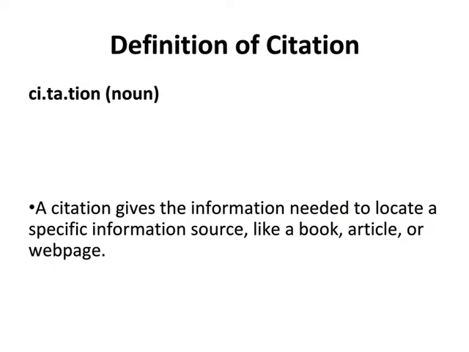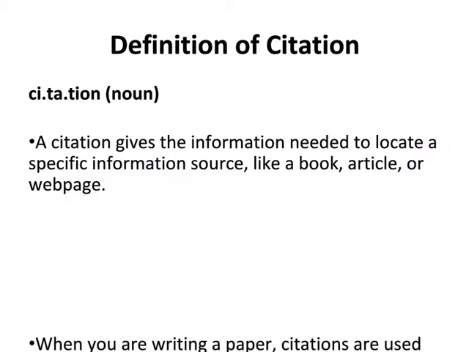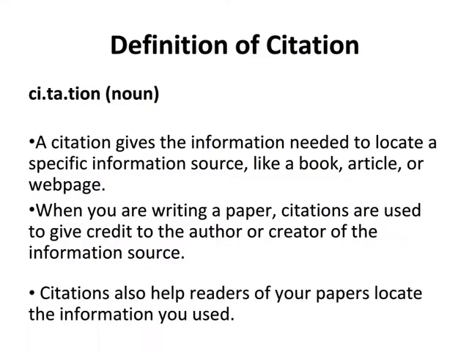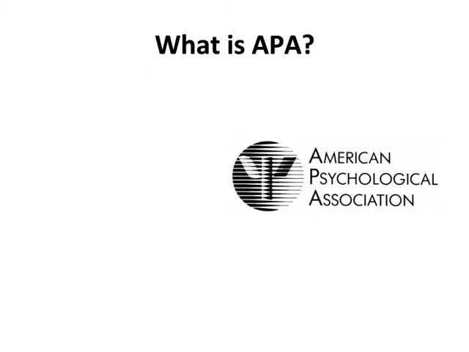Definition of a citation. A citation gives the information needed to locate a specific information source, like a book, article, or web page. When you are writing a paper, citations are used to give credit to the author or creator of the information source. Citations also help readers of your papers locate the information you used.